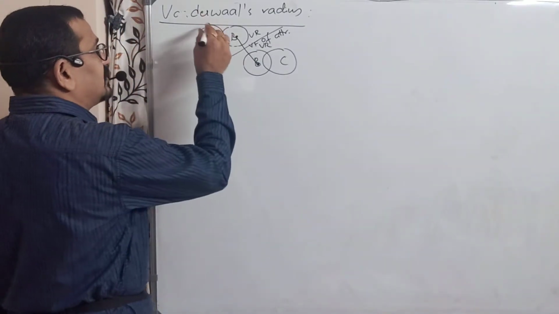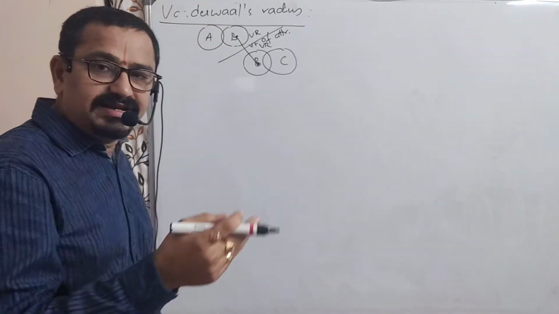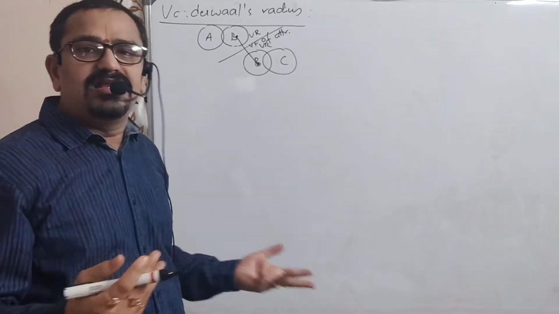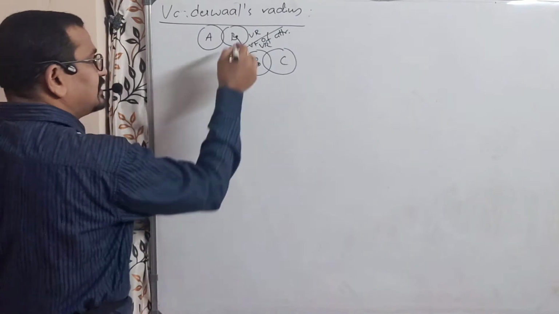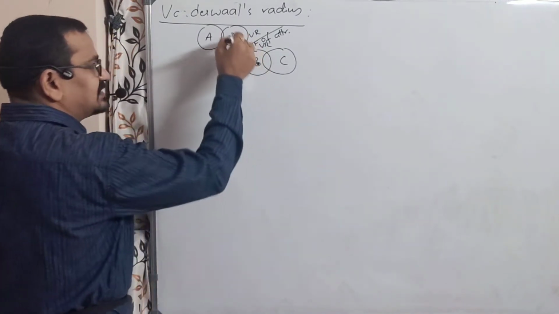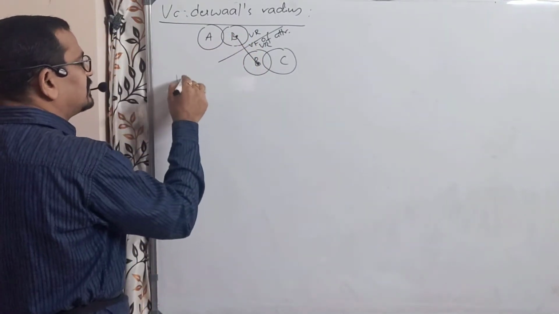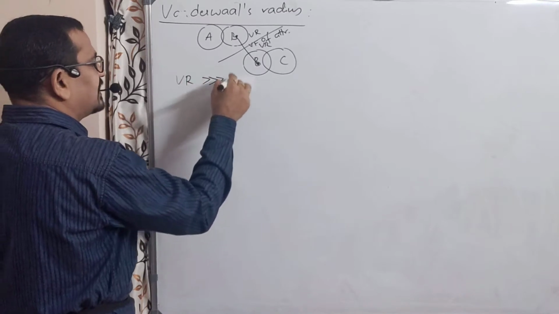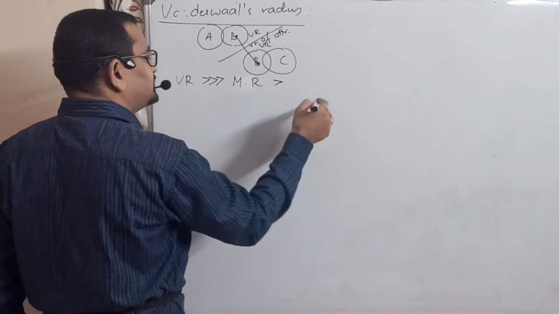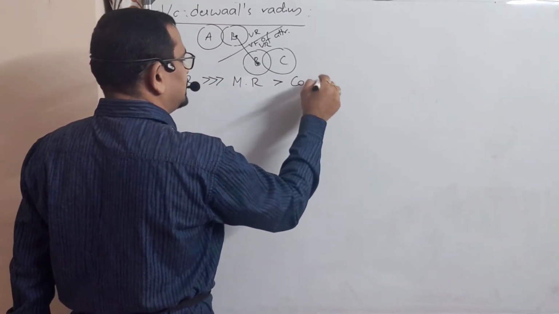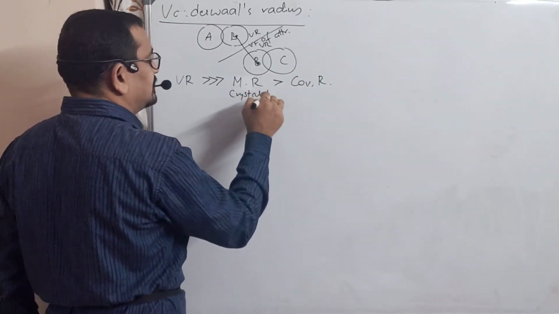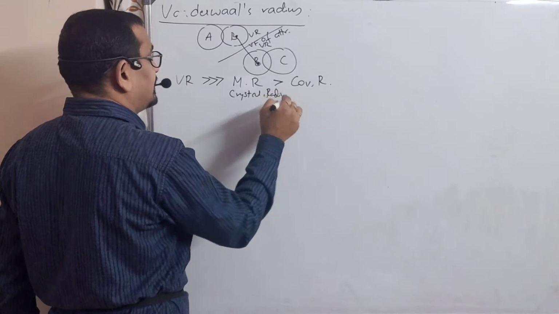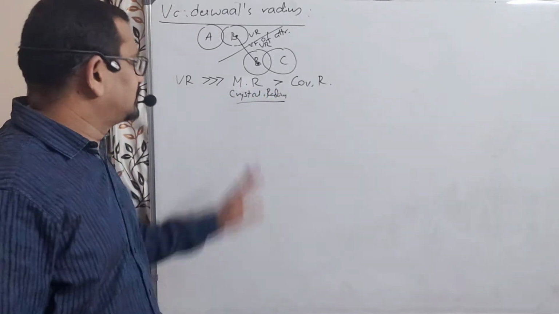Obviously, among van der Waals radius, covalent radius and metallic radius, whose value will be higher if they are measured for the same element? Obviously we can say here they are more separated from one another. So van der Waals radius is much greater than metallic radius, which is greater than covalent radius. Metallic radius is also called crystal radius. Both are the same; in some books they give it as crystal radius. Do remember that point.